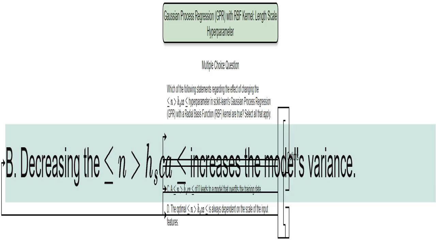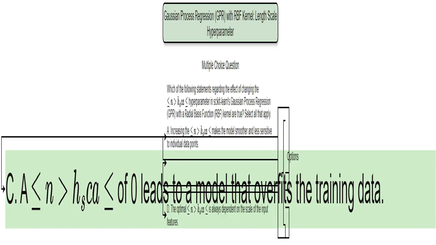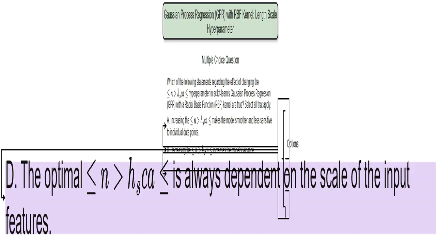Conversely, a smaller length_scale means each point's influence is very localized. This makes the model more sensitive to tiny data point variations, leading to more ups and downs, higher variance. A length_scale of 0 means each point only influences itself. The model becomes extremely sensitive to each training point, resulting in overfitting, perfectly fitting the training data but failing miserably on new, unseen data. The optimal length_scale depends on the scale of your data.